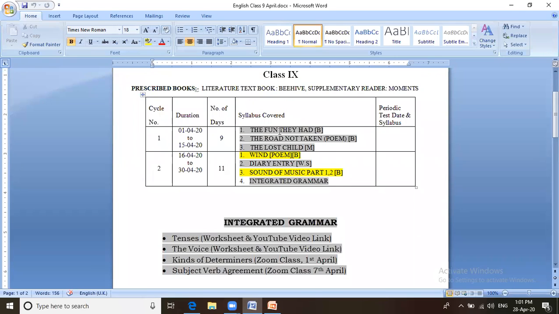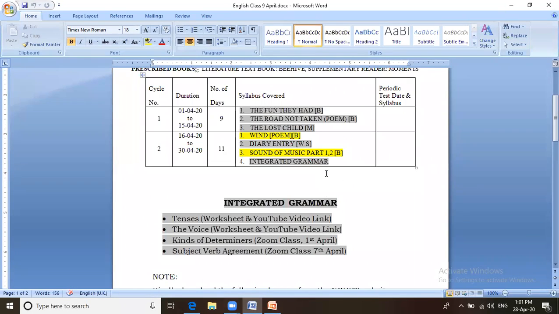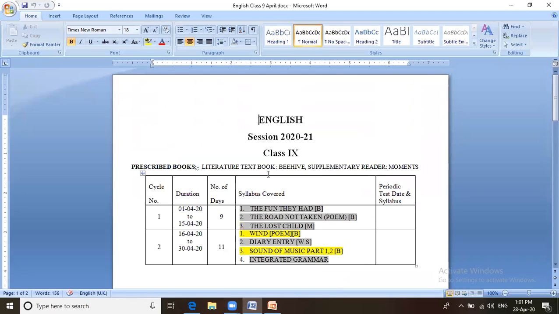So this is the syllabus that we had to do in the month of April, and we have done quite a lot of it. We have done 3 lessons. We have almost done Wind, and The Sound of Music will be beginning after this. Then, if we have time, we'll do some more grammar exercises. I would like to give new exercises in grammar, in tenses as well. All right.